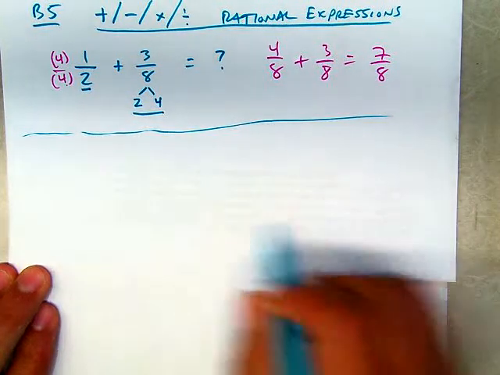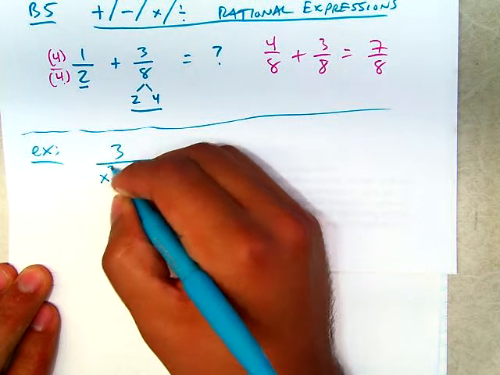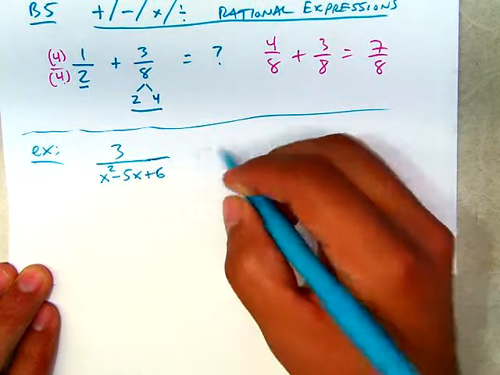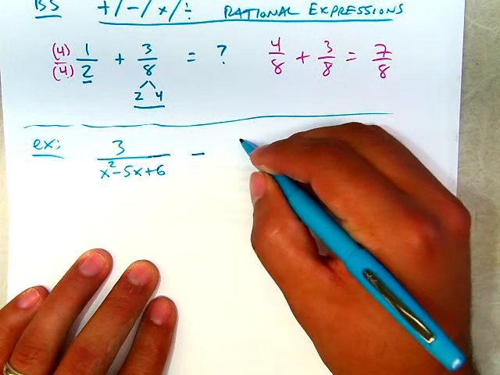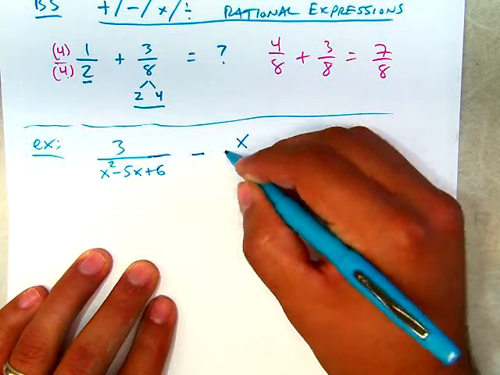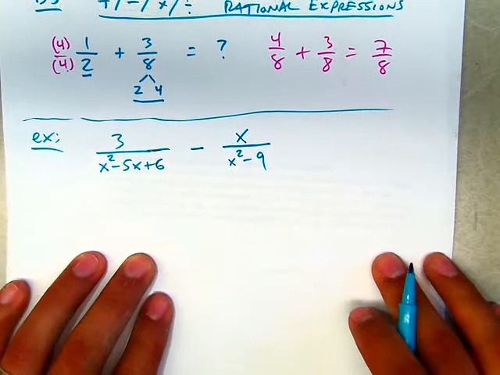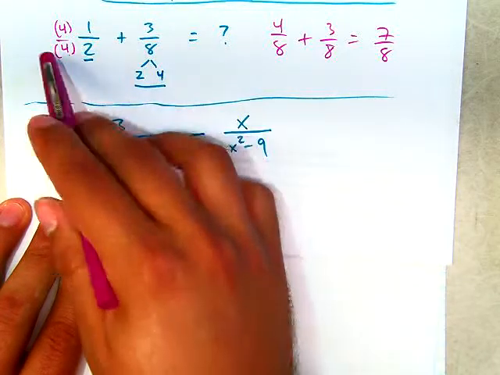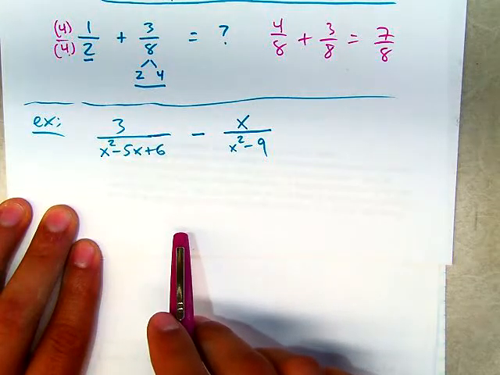Okay, so using that same philosophy, let's say I have something like 3 over x squared minus 5x plus 6, let's do minus x over x squared minus 9. Unlike the 2 and the 8 where we just know, oh, just throw a 4 into the first fraction, can we just kind of know what to multiply by looking at it right now?